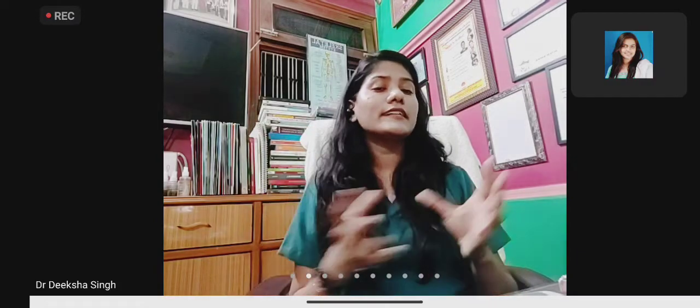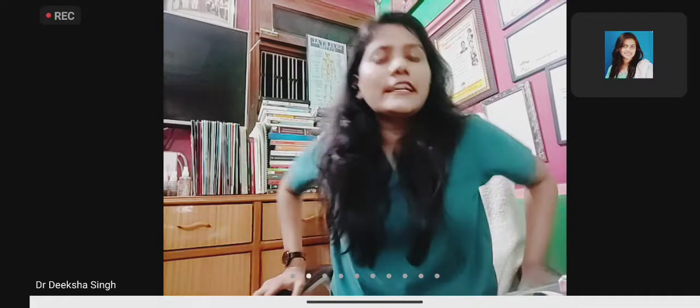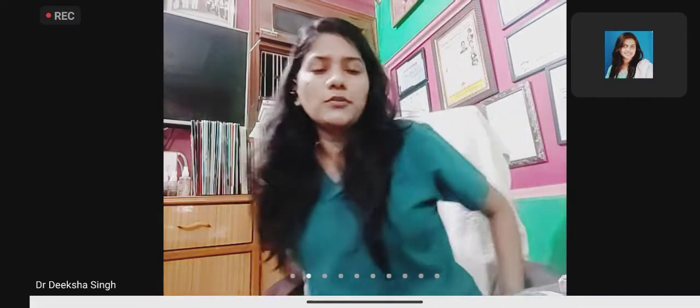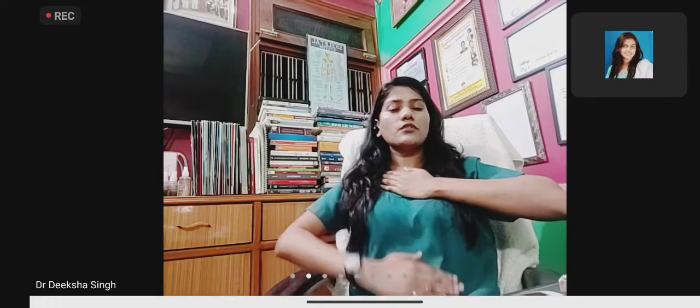In the visual imagery guided technique, what the woman has to do is imagine that I'm sitting in a relaxed position on my sit bones. I am just sitting like this. One hand will be on my chest, just below my clavicle, and the other over my abdomen.